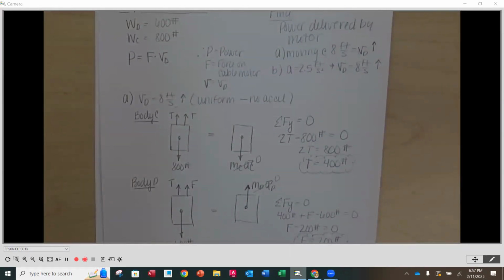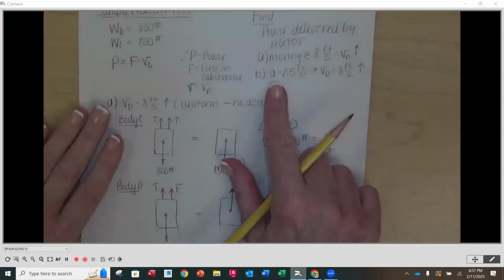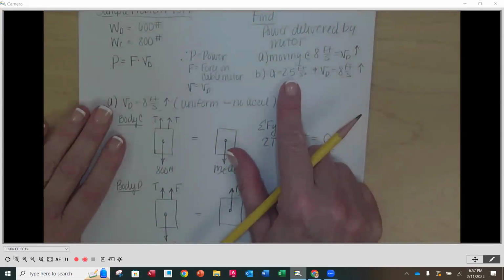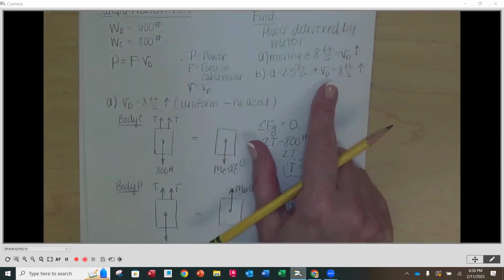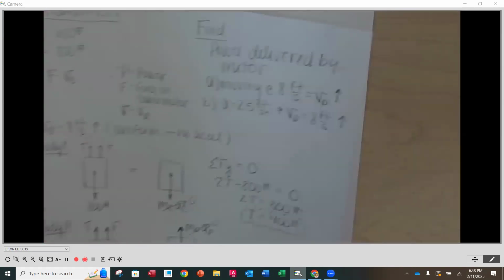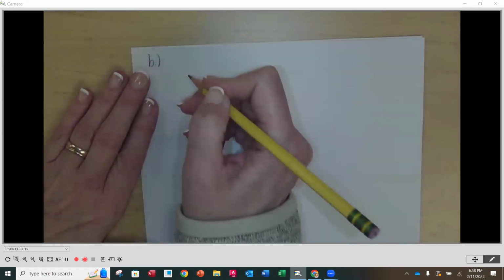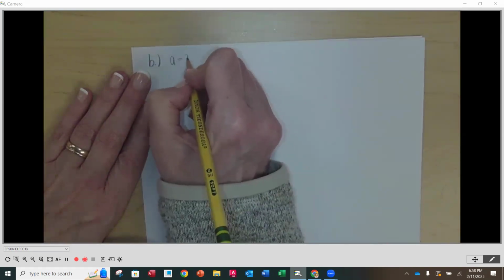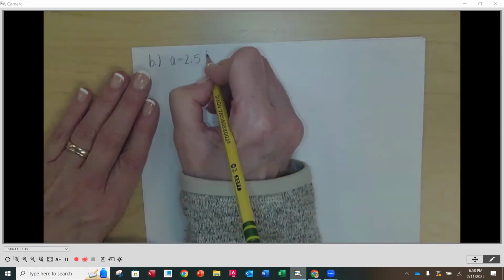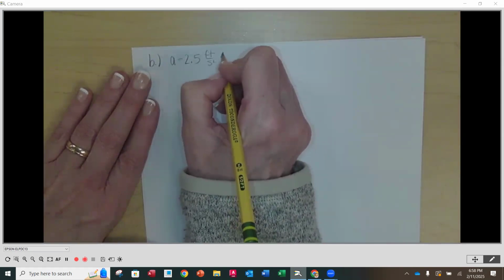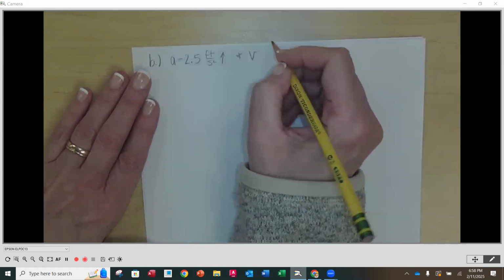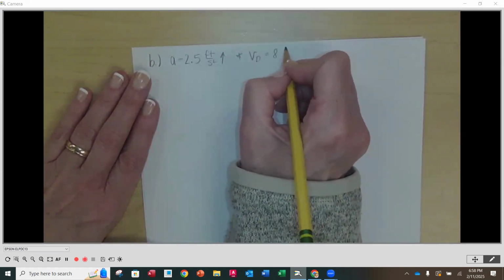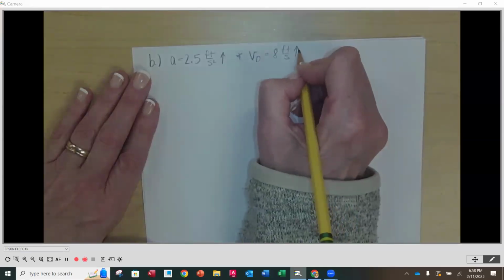Okay, so we're gonna use this very same problem again, but this time we're given an actual value of acceleration and then the same velocity of 8 feet per second, and both of those are going to be going up. So we are going to start a new page here, and now we're going to do the second part, part B. And we have an acceleration equal to 2.5 feet per second squared going up, and velocity D of 8 feet per second also going up.